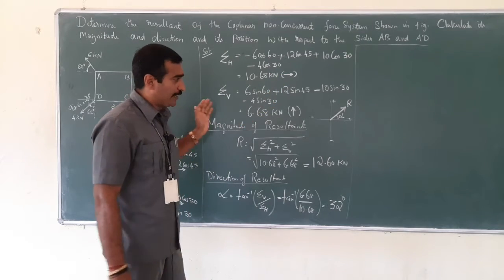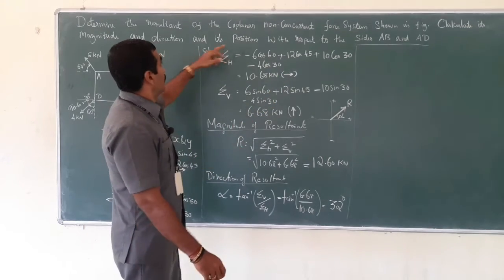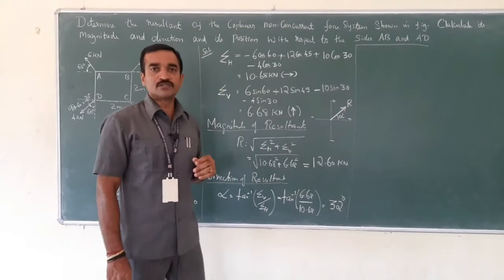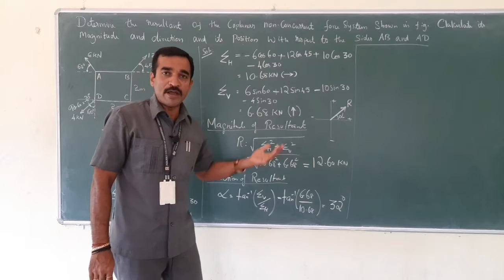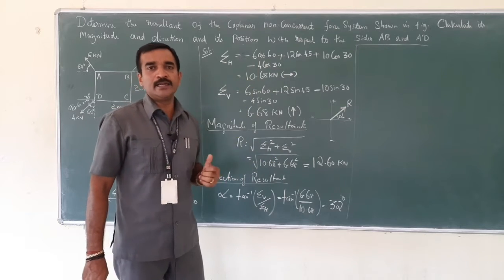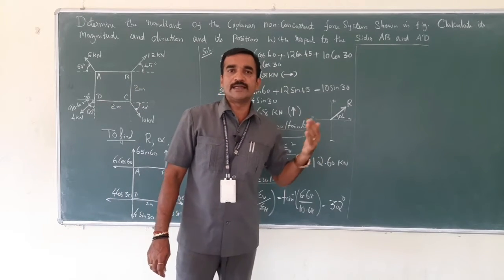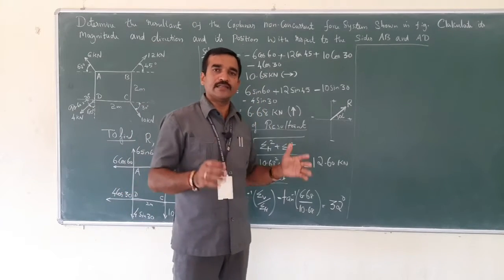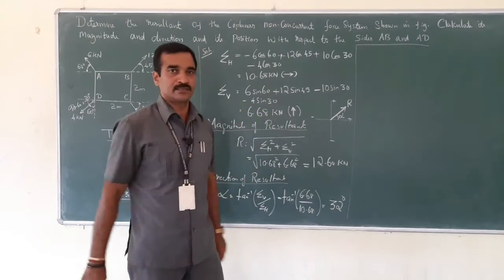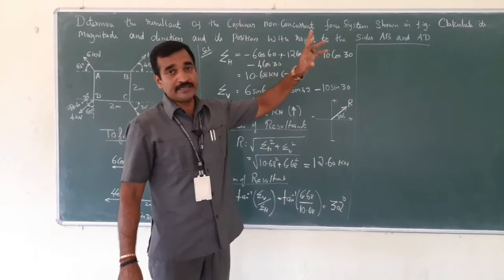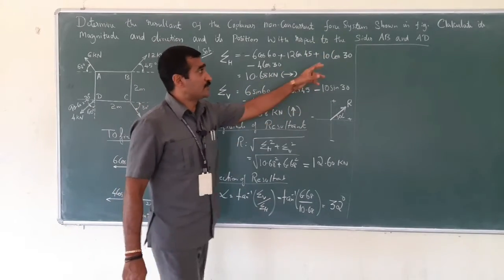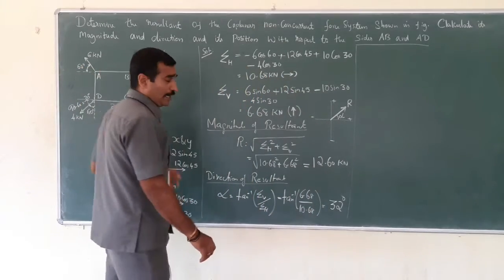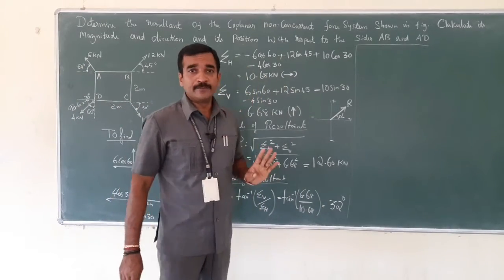Next, what needs to be found here? The position of the resultant force, for which we first have to calculate the moment, then by applying Varignon's theorem you will get the perpendicular distance. From there you will have to calculate the horizontal and the vertical distance at which it intersects sides AB and AD. Since it is mentioned side AB and AD, I need to calculate the moment about A.